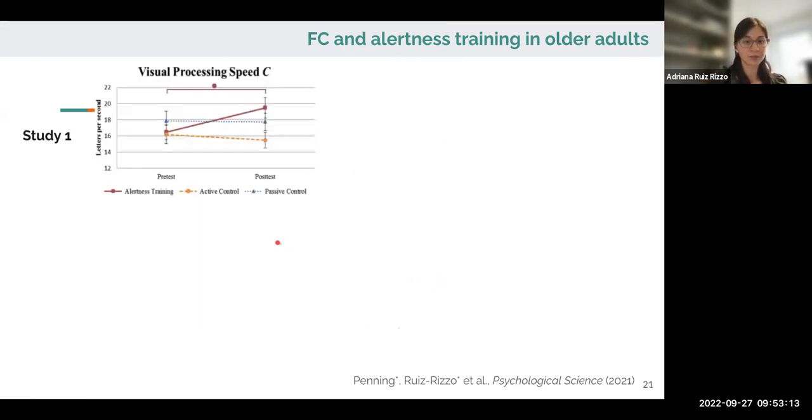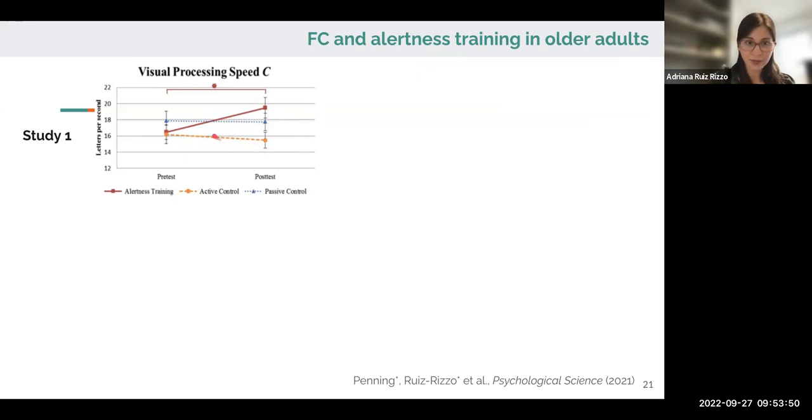So these are the results. We can see here in red the alertness training group, the group of interest. We see in blue the passive control group, the group that didn't have any training, and in yellow, the active control group. This was the group that had the working memory task. Now, you see here that only the alertness training group had an improvement or an increase in visual processing speed at post-test, whereas neither the passive control group nor the active control showed any improvement.